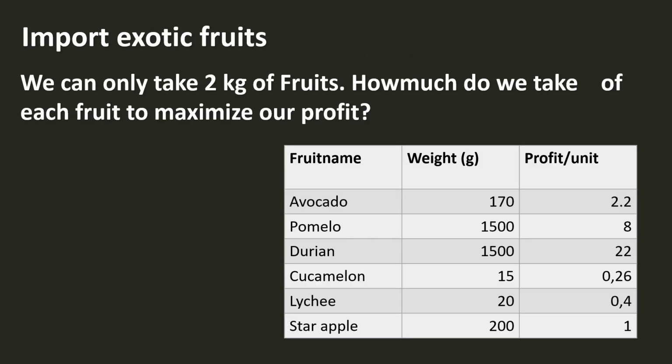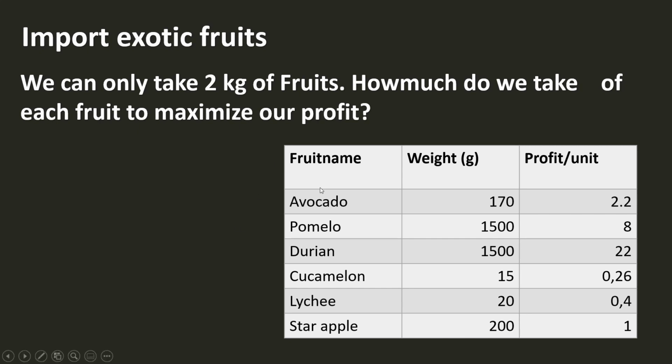The example I want to discuss is that of a fruit importer, somebody who imports fruits from all over the world. I've included a table containing a number of fruits that this person might be interested in. And there's kind of a big problem: this person doesn't have a big car. He just has a bag, and he can only carry 2 kilograms of fruits. So the question is, how much do we take of each fruit to maximize our profit?